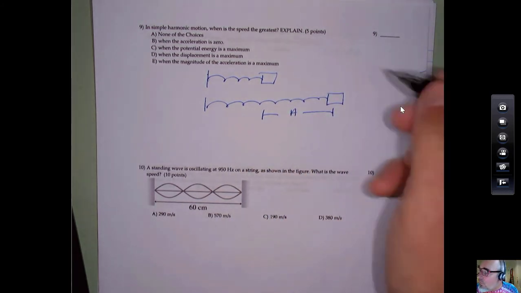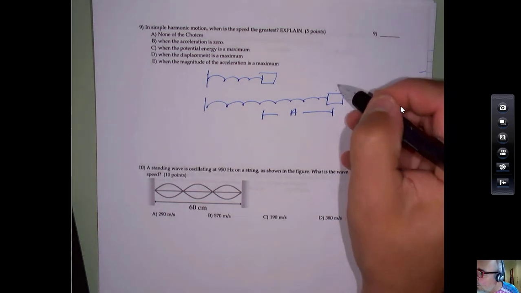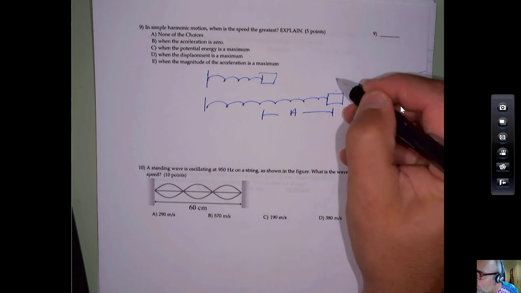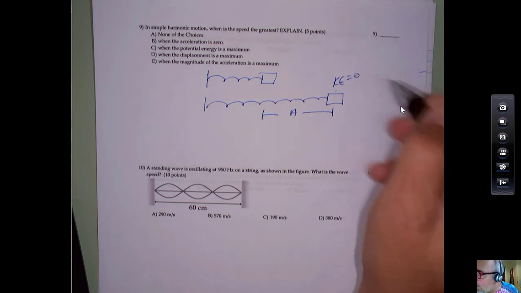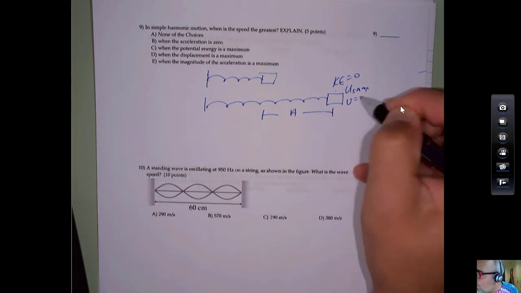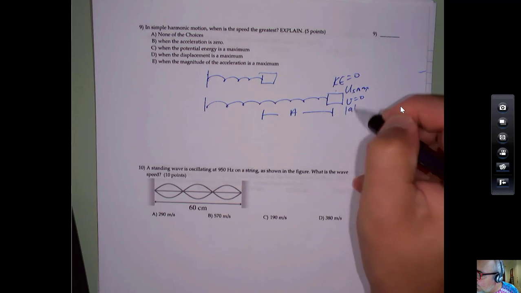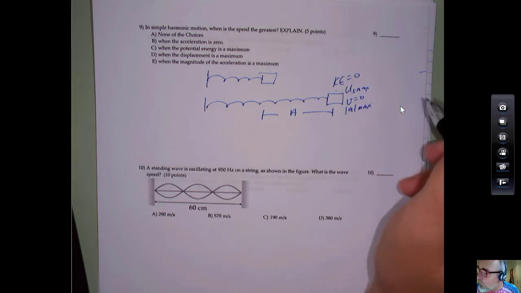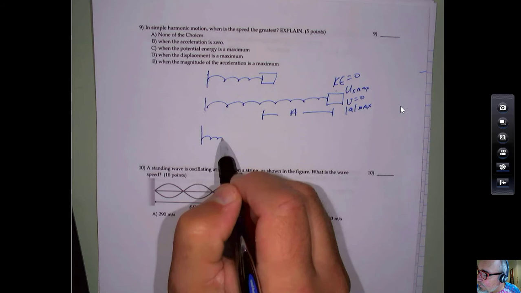When you're at this point, all of the energy is spring potential energy. Kinetic energy is 0 because it has to stop there. This is when the spring potential energy is a maximum. This is when the speed is 0. The amplitude of the acceleration is a maximum. And then you also have the point over here where the spring is compressed.